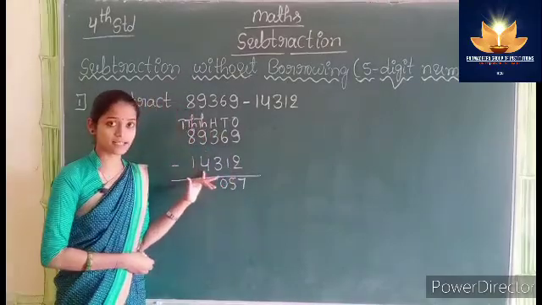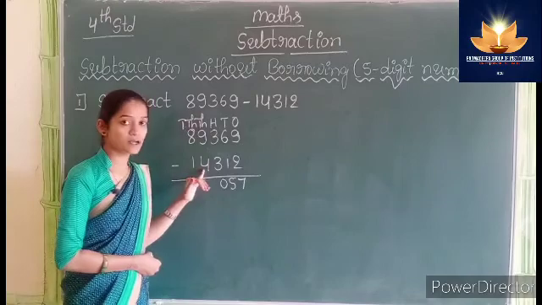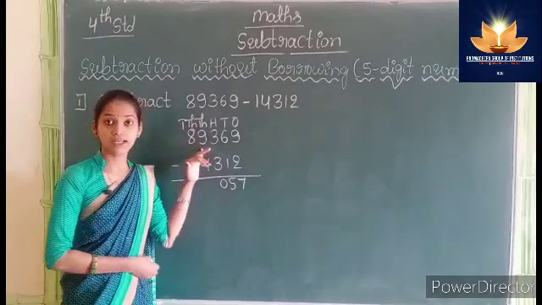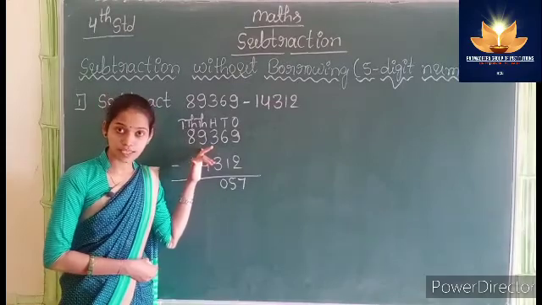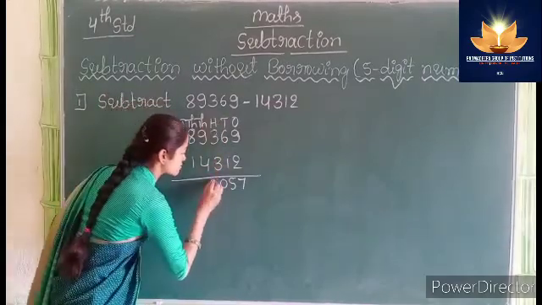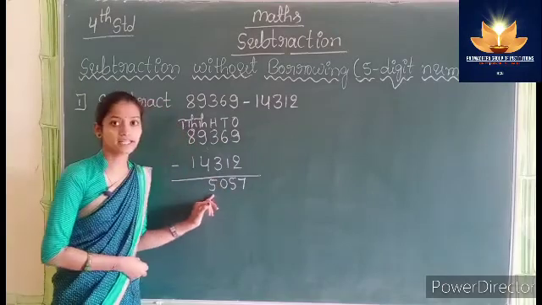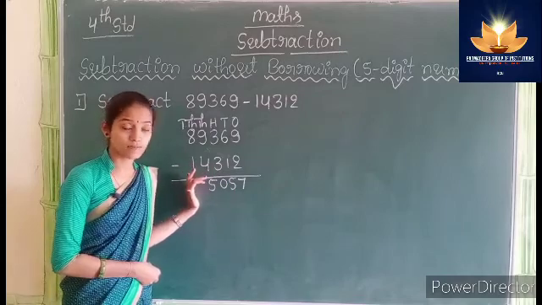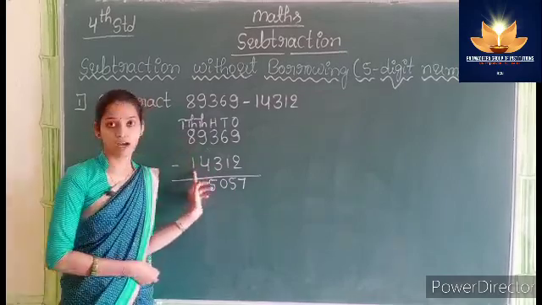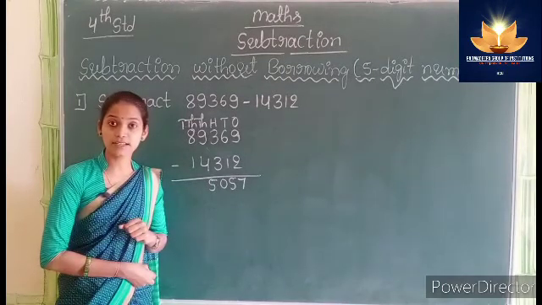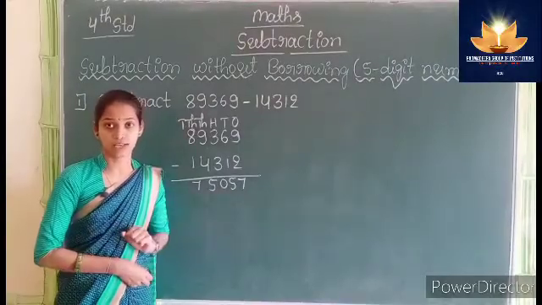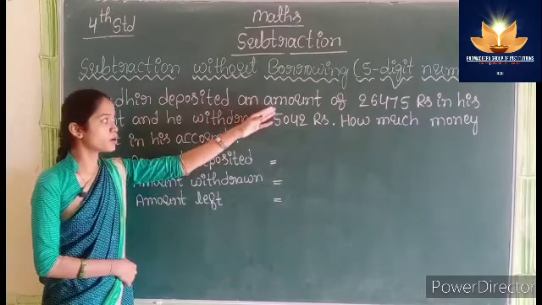Then thousands place subtraction, 9 minus 4. If we subtract 4 from this 9, we get 5, and that 5 should be written in this thousands place. After completing the subtraction of thousands place, then we have to subtract 10,000s place. 8 minus 1. 8 minus 1, how much, students? 8 minus 1, 7. We get 75,057 as a difference.